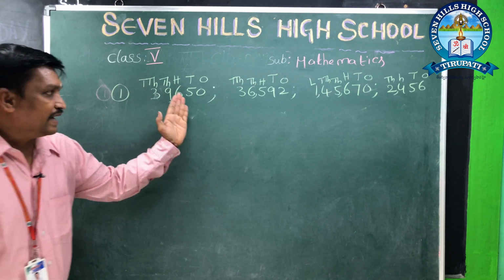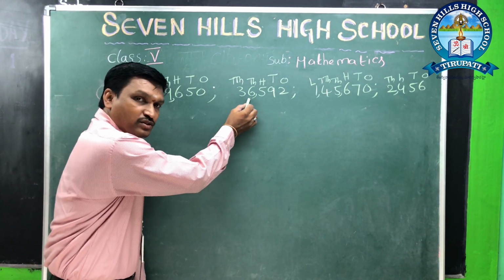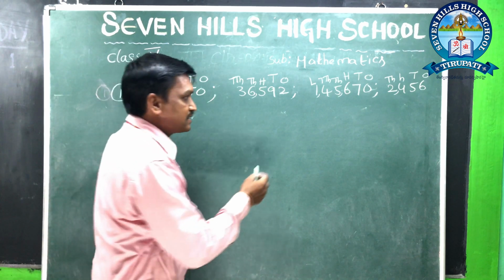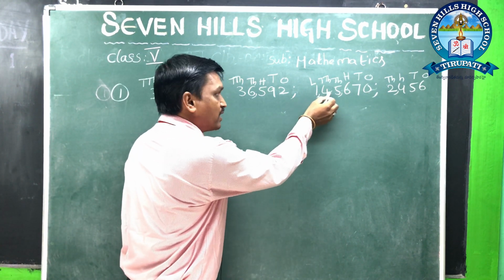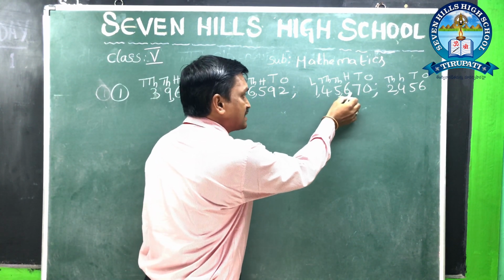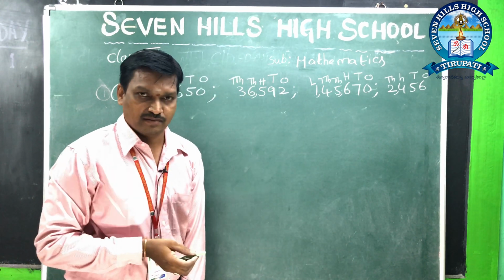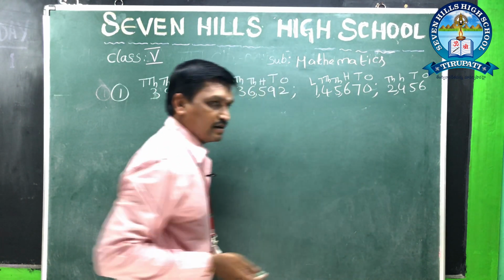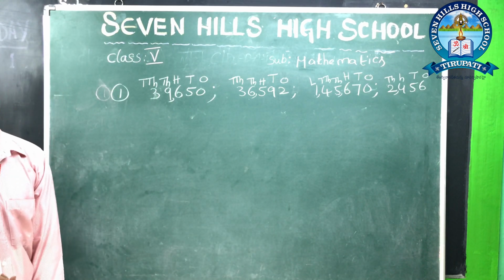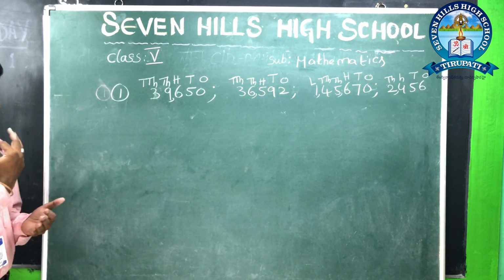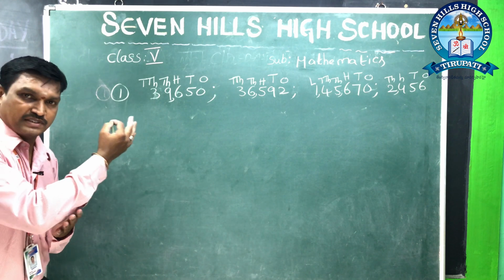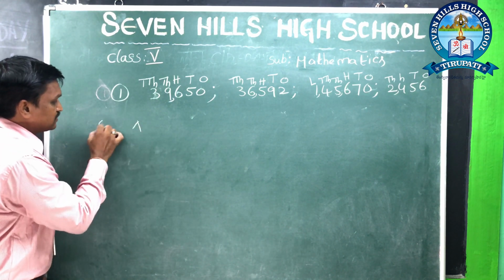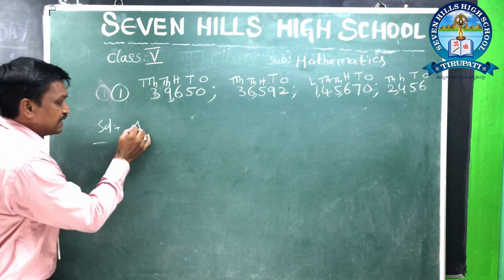So the first number is here 39,650. Next, 36,592. Next, 1,45,670. Next, 2,456. Yes, now first we arrange the numbers in ascending order. Solution, ascending order.